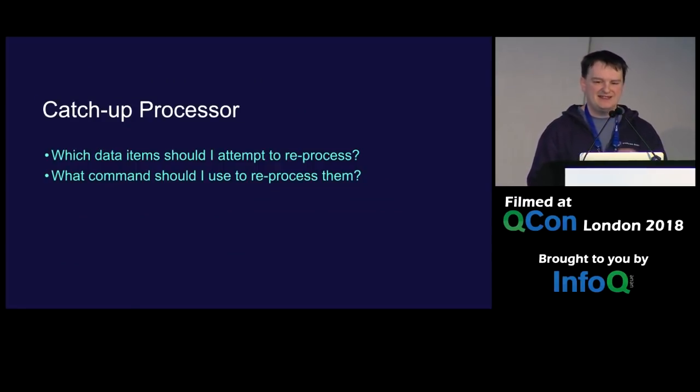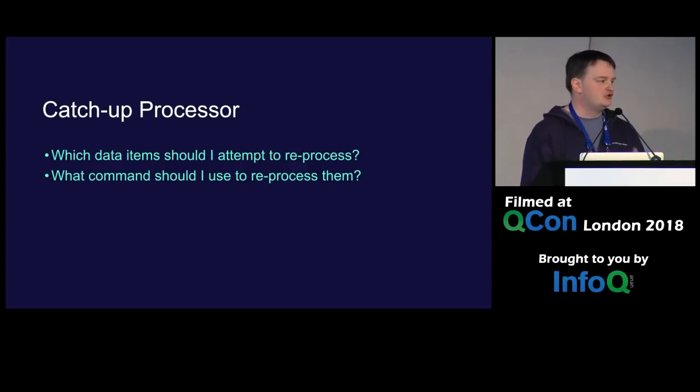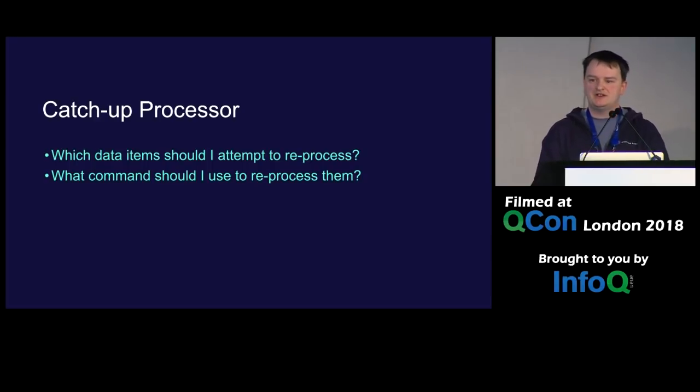The second is the catch-up processor. And the catch-up processor is a thing that is scheduled to run every 5 minutes, every 15 minutes, every 1 minute, depending on what you're doing. And it asks two questions. One is, what work items do I need to try and process? And the second question is, what is the recoverable command which I need to use to process them?